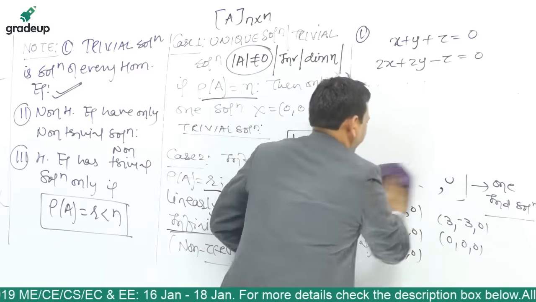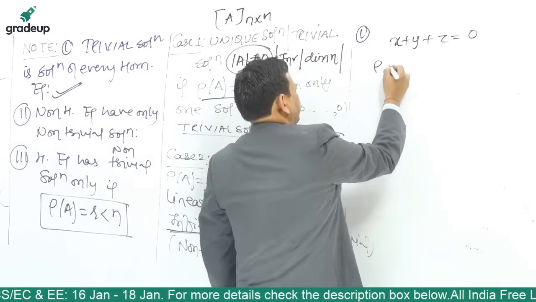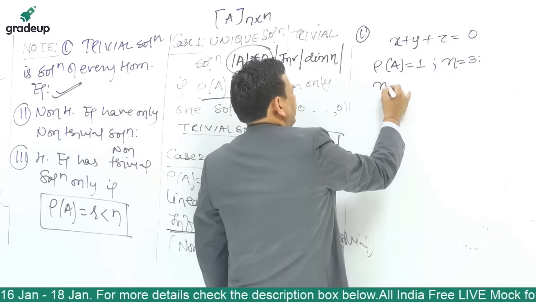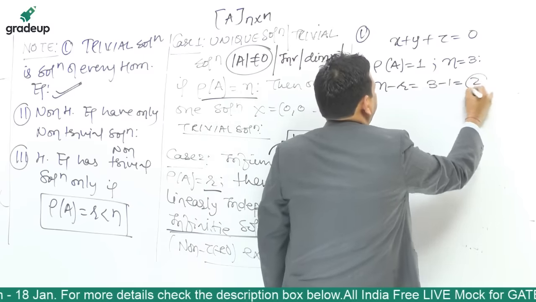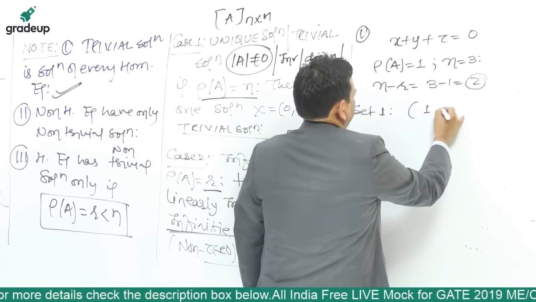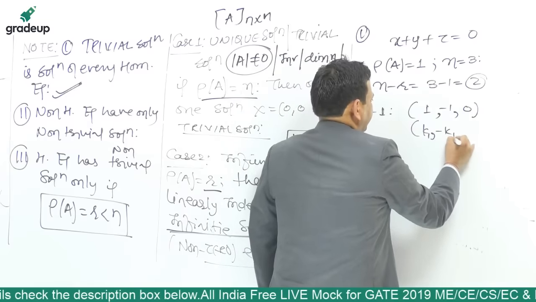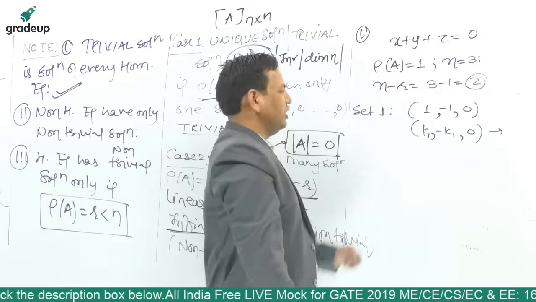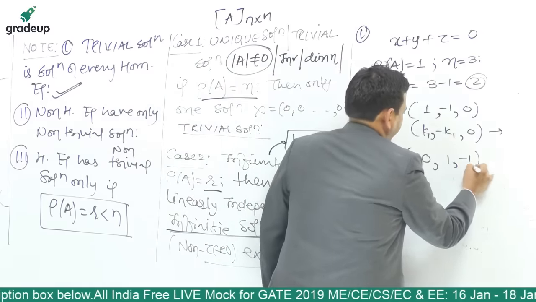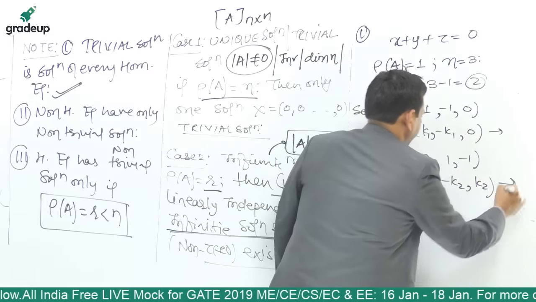Now if more than one, I will do that. Let's see. Rank of A is 1. Number of variables is 3. How many independent solutions? n minus r: 3 minus 1, 2 independent solutions. So I am writing the first set. Set 1: (1, -1, 0). Is this a solution? I can write this as (k1, -k1, 0). This is the first solution set. Now set 2: (0, 1, -1), which is (0, -k2, k2). This is the second solution.